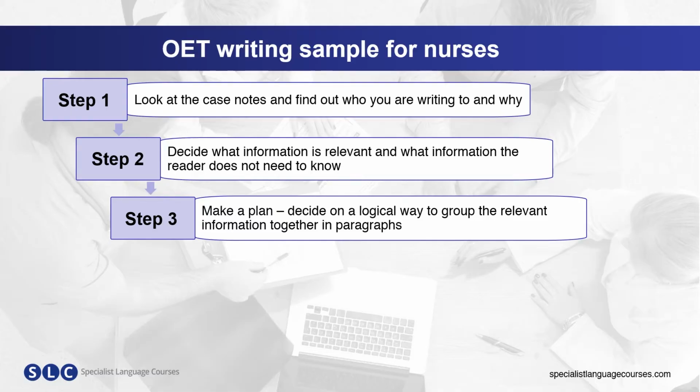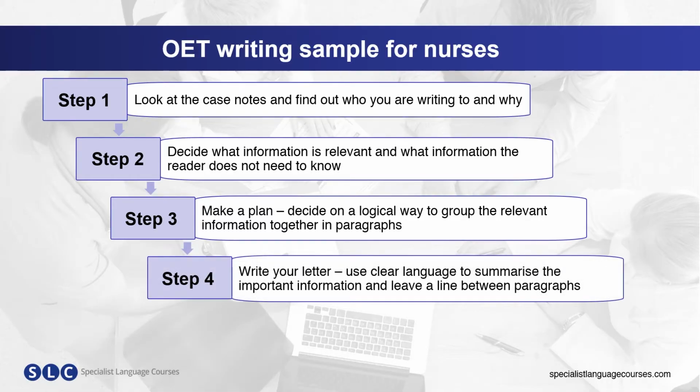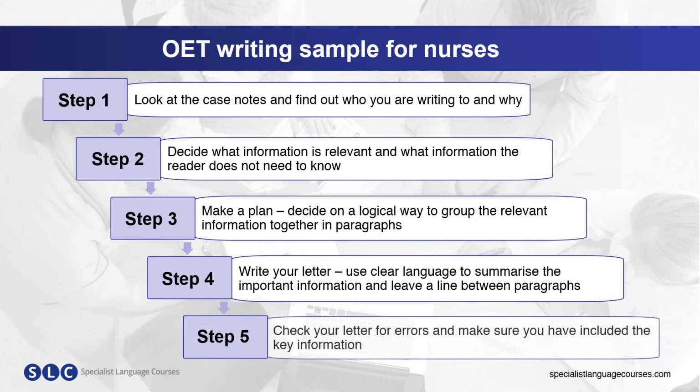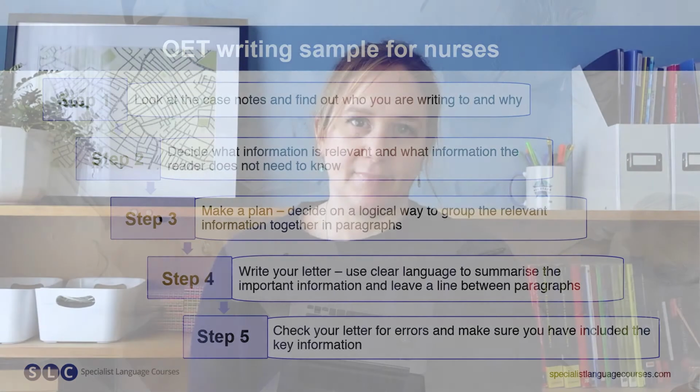Decide on a logical way to group the relevant information together in paragraphs. Step 4. Write your letter. Use clear language to summarize the important information and leave a line between paragraphs. And step 5, check your letter for errors and make sure you have included the key information. Now let's look at some of these steps in action, starting with step 1.